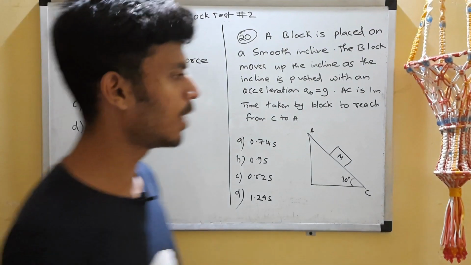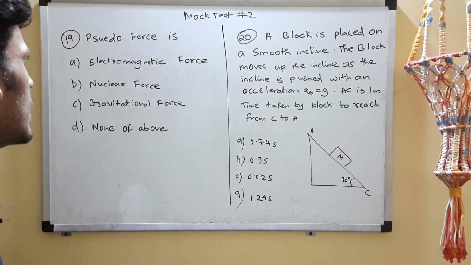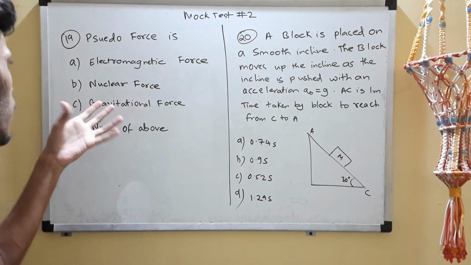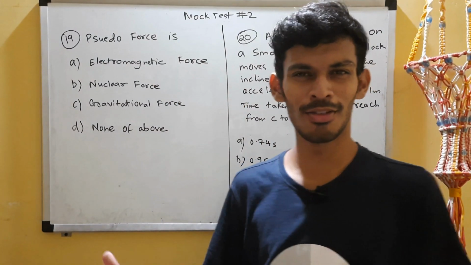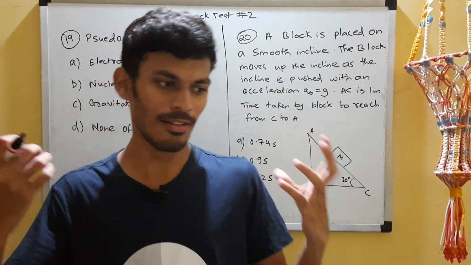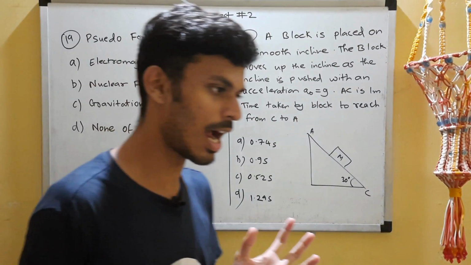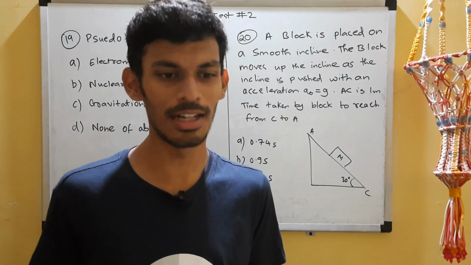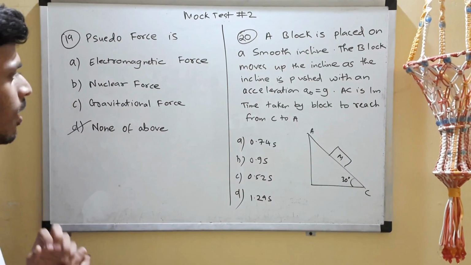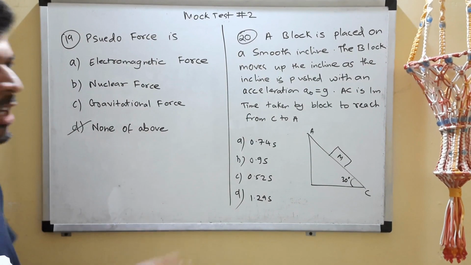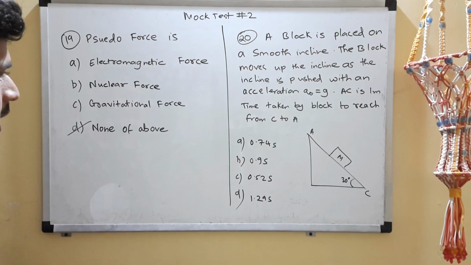Question number 19 and 20 over here. In question 19, you are asked for the nature of pseudo force. Is it an electromagnetic force, nuclear force, gravitational force, or none of the above? Pseudo force is a fake force, right? It is something that we bring up when the frame is non-inertial. It does not really exist. If it does not really exist, how can you tell its nature? Due to that reason, it is none of the above. So option D is the correct choice over here.